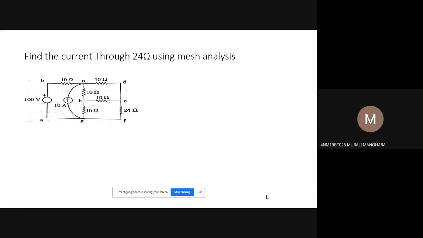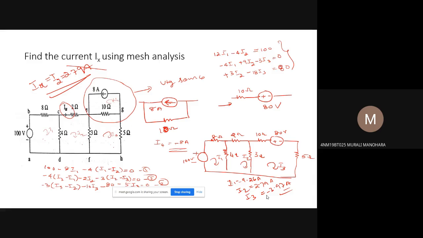Ma'am, in the previous problem, how to get that Ix? Ix is the current they have given here, the current through this 2 ohm. This is the branch current, and this is the mesh current I2. So Ix is nothing but I2 itself, 2.79 amps.